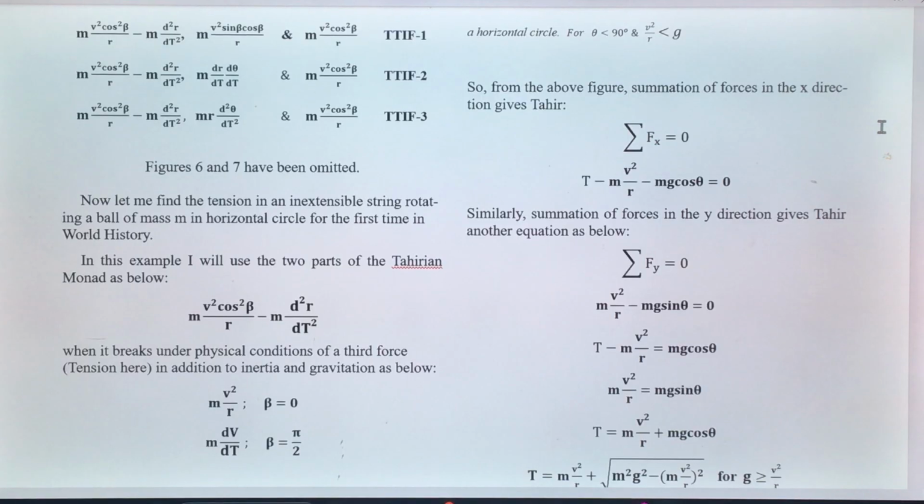to inertia and gravitation as below, it breaks up into two components, mv square over r, beta is equal to 0, and m dv over dt, beta is equal to pi by 2. Because a third force has been added, the astronomical stuff will break up into physics.